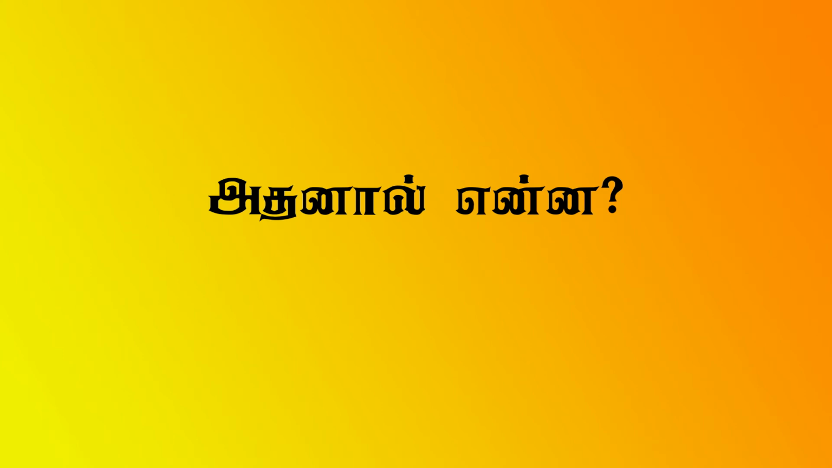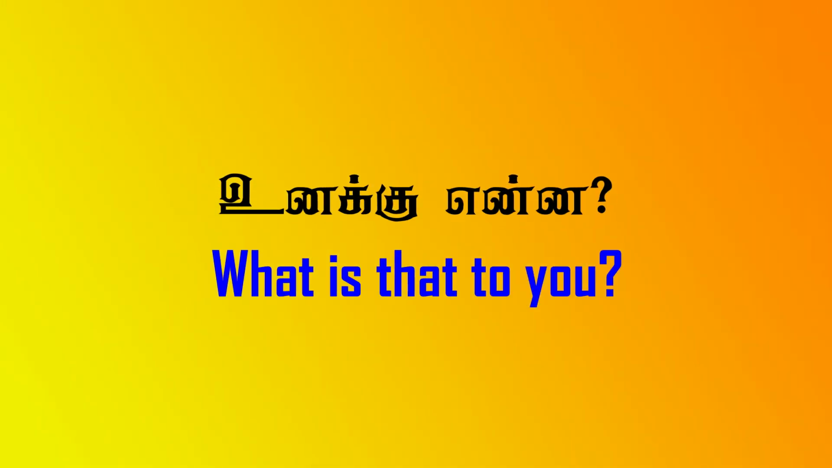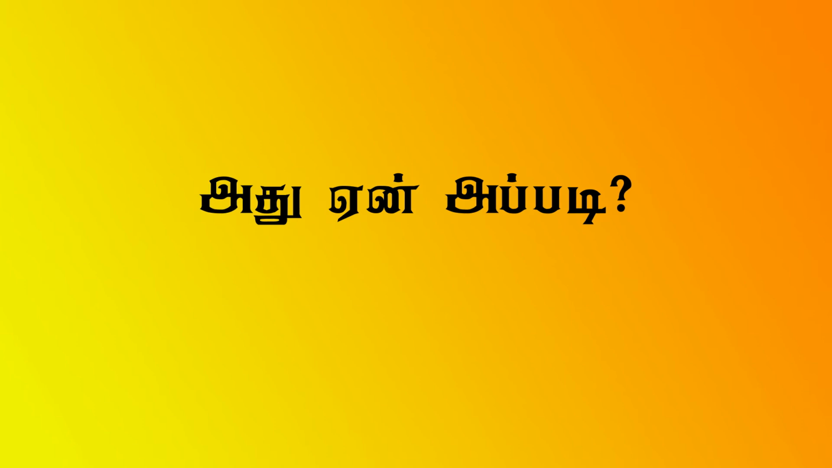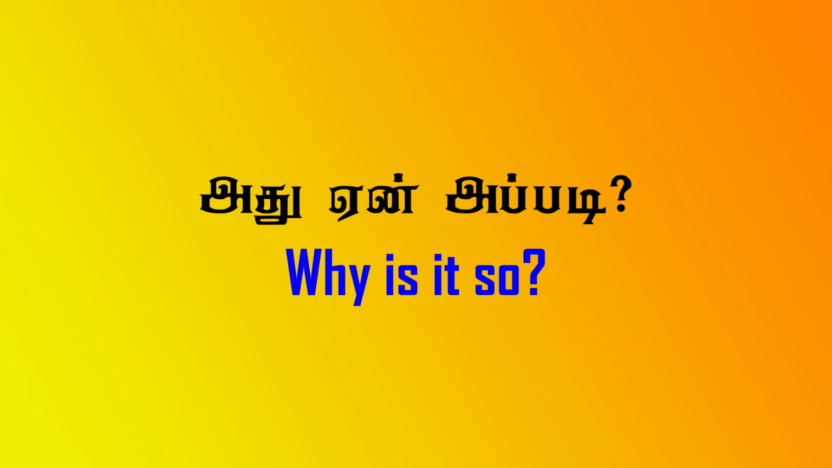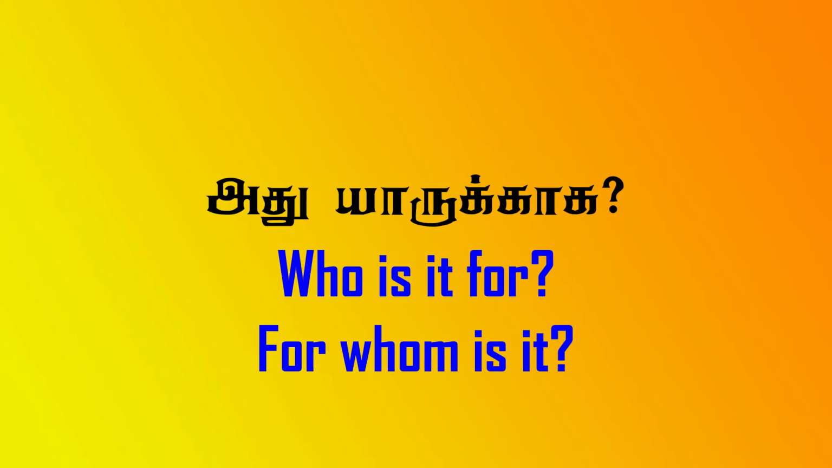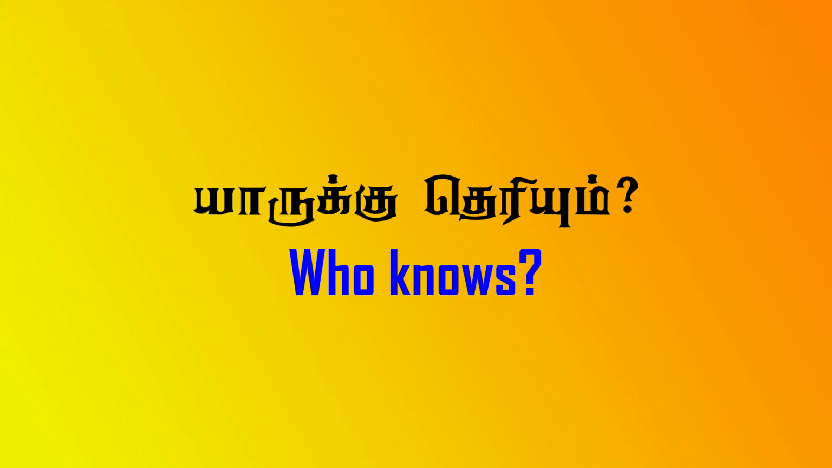அதனால் என்ன, so what. உனக்கென்ன, what is that to you. எதை குறித்து, regarding what. அது ஏன் அப்படி, why is it so. அது யாருக்காக, who is it for, அல்லது for whom is it. யாருக்கு தெரியும், who knows.